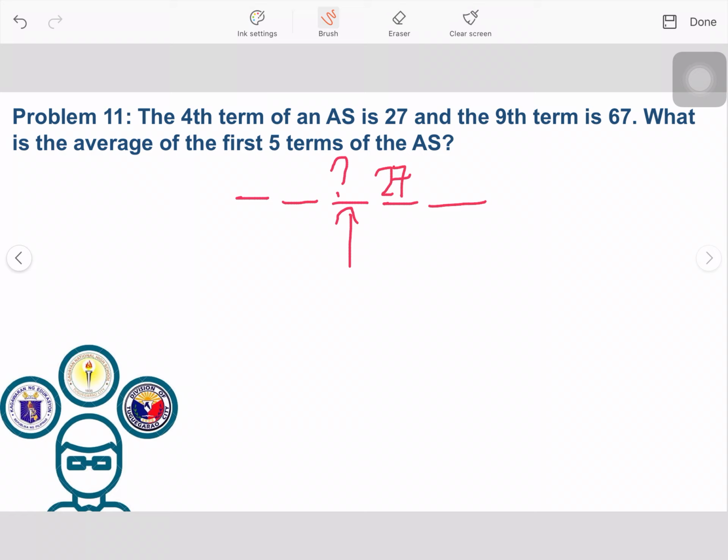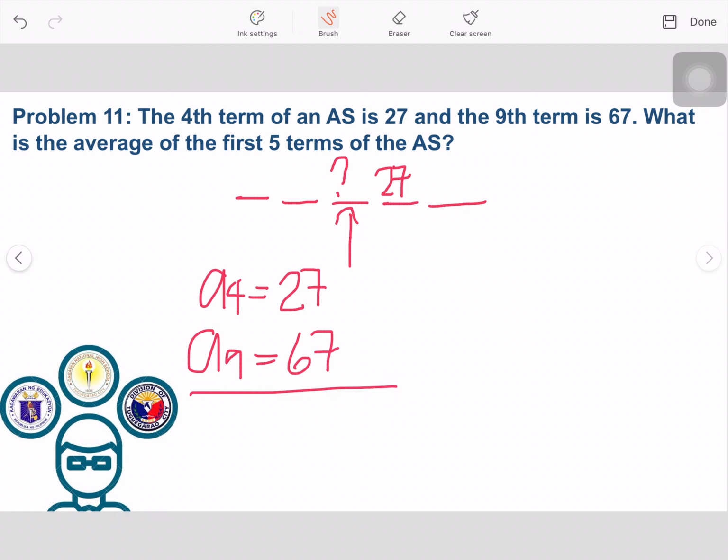So we have a sub 4, that's the fourth term, is actually equal to 27. And the ninth term, a sub 9, is 67. So first we get the common difference. That gives me 9 minus 4 is 5. Append D equal to 67 minus 27 is 40. So clearly, D must be equal to 8.